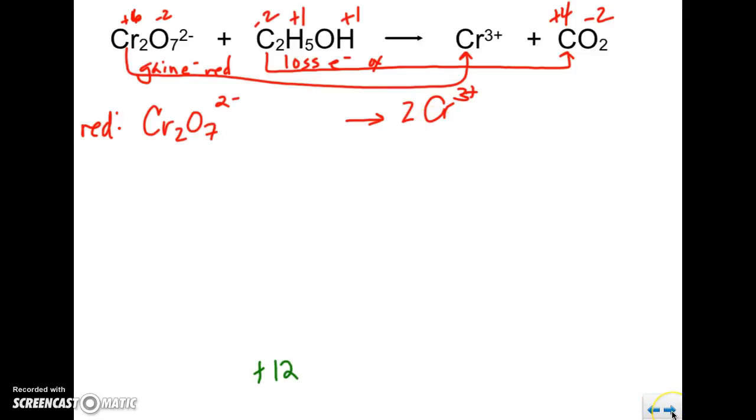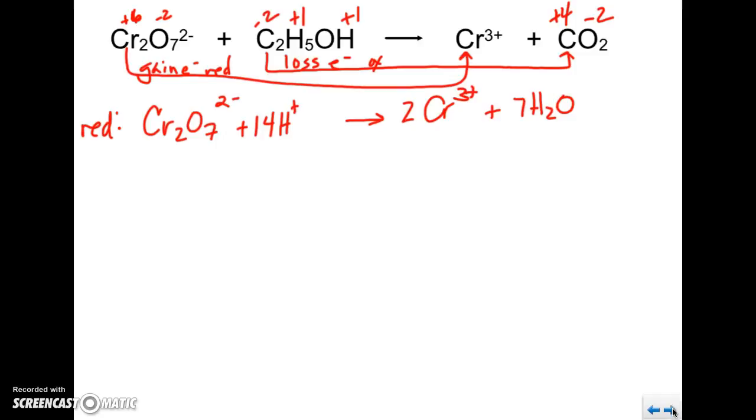Second step says balance things that are oxygens by adding water. So on the product side, I'm adding 7 waters. Third step says balance hydrogen by adding H+. So on the reactant side, I need to add 14 hydrogens.